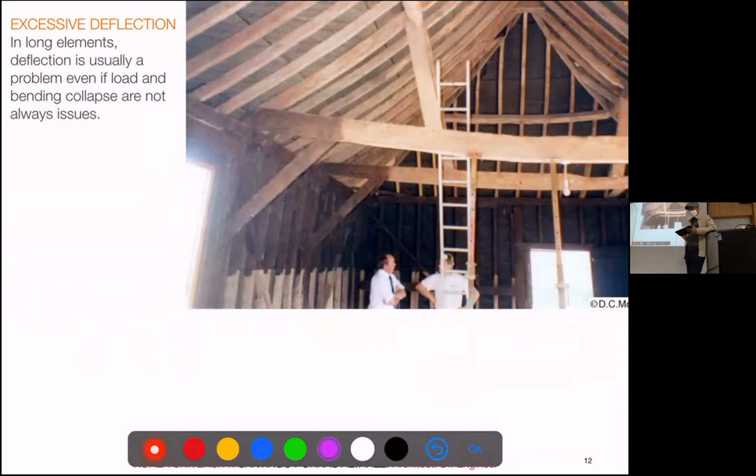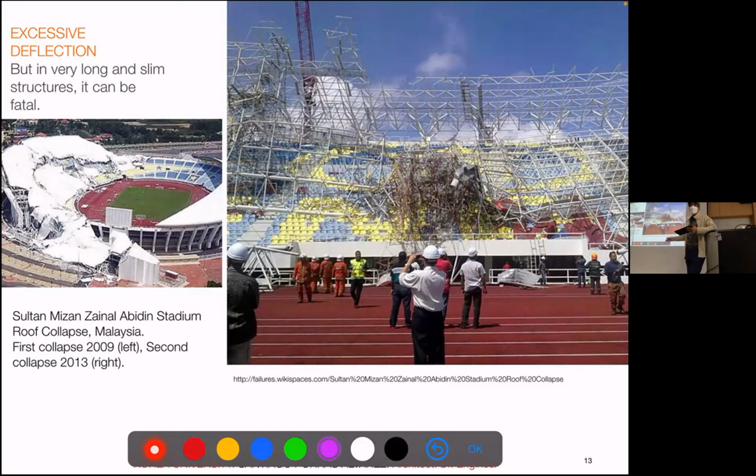This is Malaysia, which by no means is a country with poor technology. Malaysia has as good technology as anybody else. And this stadium collapsed twice, which is very embarrassing. 2009 and 2013, it's like yesterday. One of the problems was the very svelte, very slim structure having too much movement, which created secondary problems, right? In this case, the collapse was by buckling.